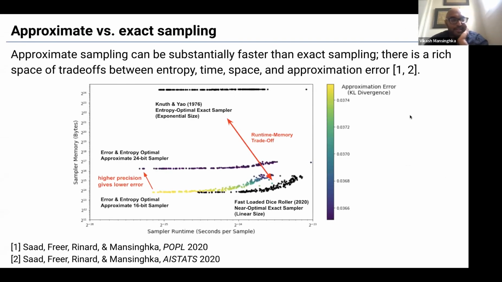And in fact, we've been studying the limits of trade-offs between approximate and exact sampling, in terms of minimal entropy sampling and optimally time, space, and memory efficient approximate sampling, in a couple of papers. Again, this is chiefly work from Farhad and Cameron Freer, studying the trade-off. It seems like there's a really rich regime where there are practically important trade-offs between entropy, time, space, and approximation error for samplers.